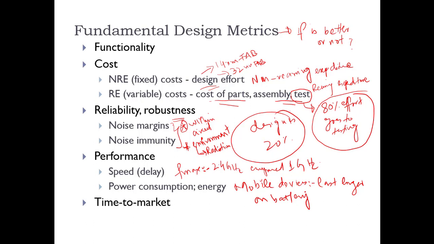And then if you are a designer, the other thing is time to market. This means how fast you can build your chip, your IC. So obviously a company wants to minimize the time to market in order to compete in the market.